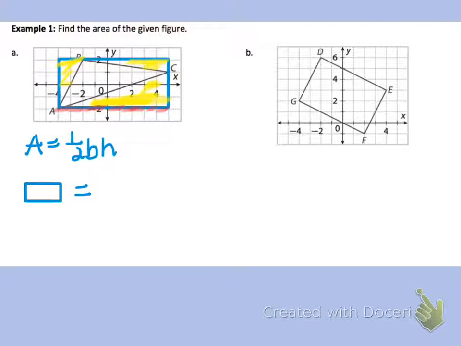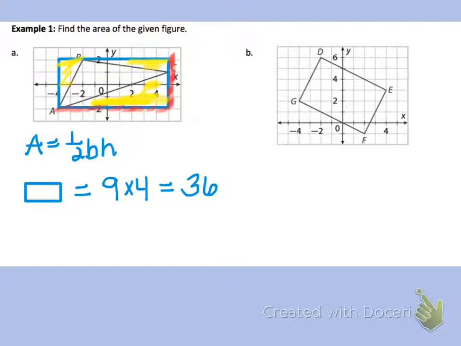So I know that that is my base, and then I can count the height, which is 1, 2, 3, 4, and that is my height. That means the area of that rectangle is 9 times 4, or 36. Now I've got to subtract these three triangles.